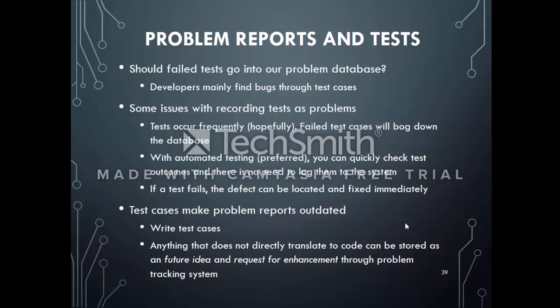Developers mainly find bugs through test cases, but there are some issues with recording tests as problems. First, tests occur frequently, hopefully, and failed test cases will just bog down the database. With automatic testing, you can quickly check test outcomes and there is no need to log them to the system. And if a test fails, you can find the defect locally and fix it immediately.